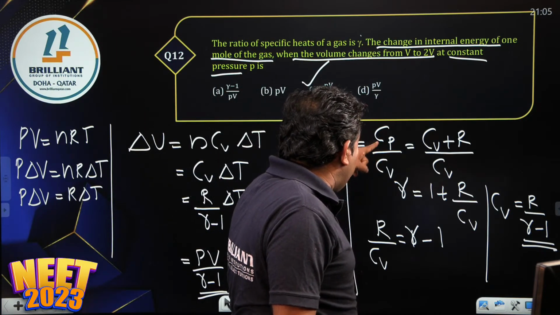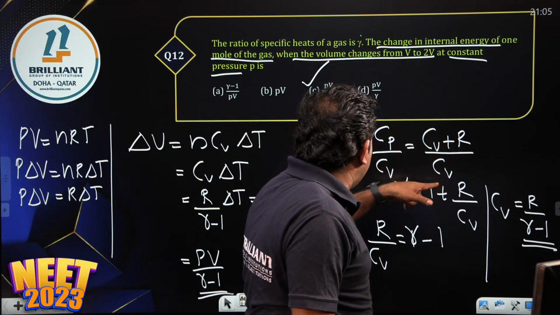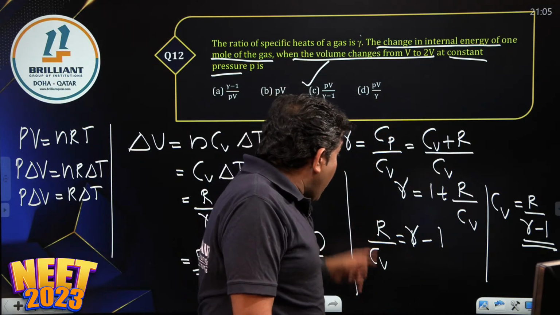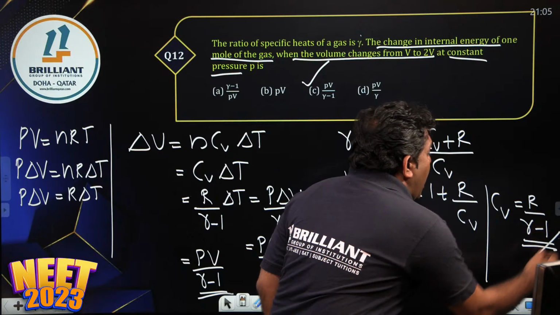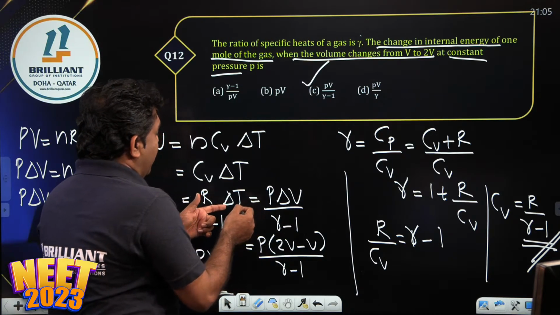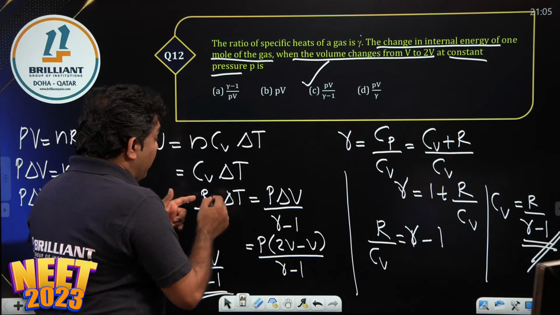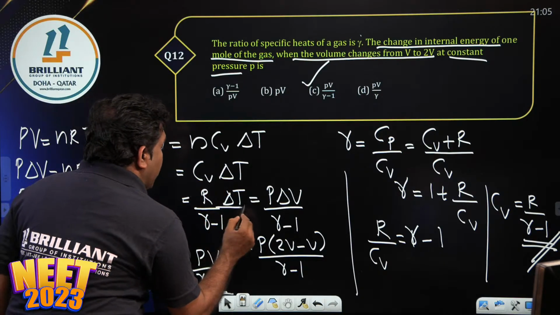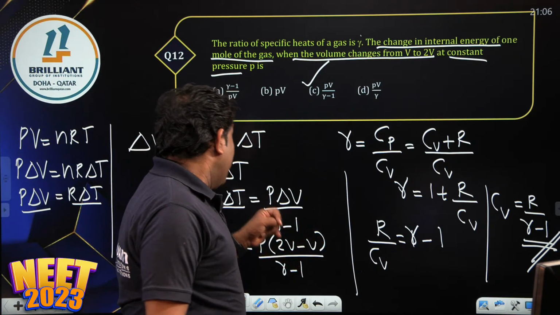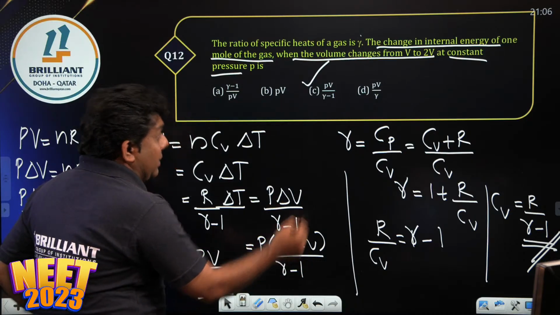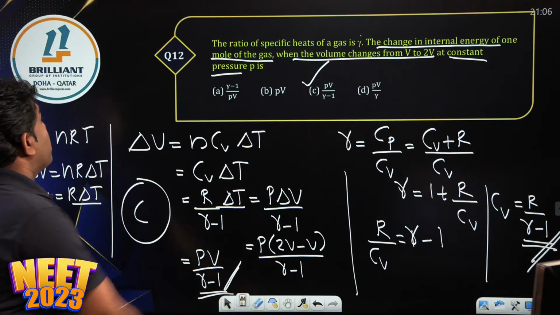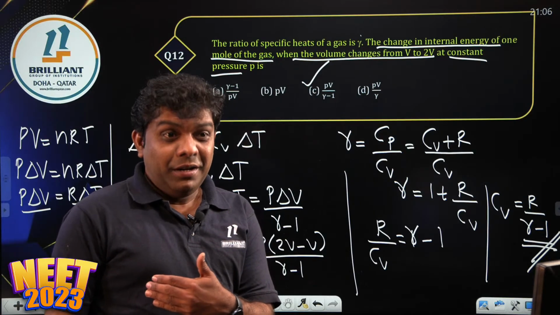Gamma equal to Cp by Cv, Cp equal to Cv plus R divided by Cv. So we can say Cv by Cv is 1, 1 plus R by Cv is there. So R by Cv is gamma minus 1, Cv is R by gamma minus 1 is there. So I am substituting that value here, R by gamma minus 1 into delta T. Please see, R by gamma minus 1, where R delta T I am changing now. This term I am changing, R delta T. R delta T is equal to P delta V. So P delta V divided by gamma minus 1. Delta V is 2V minus V because it's given here. So we can say PV by gamma minus 1. Right option is option C. So this relation is very important for examination.